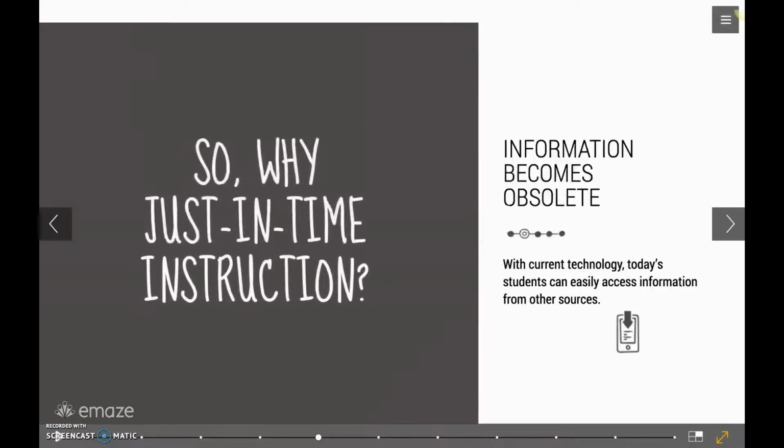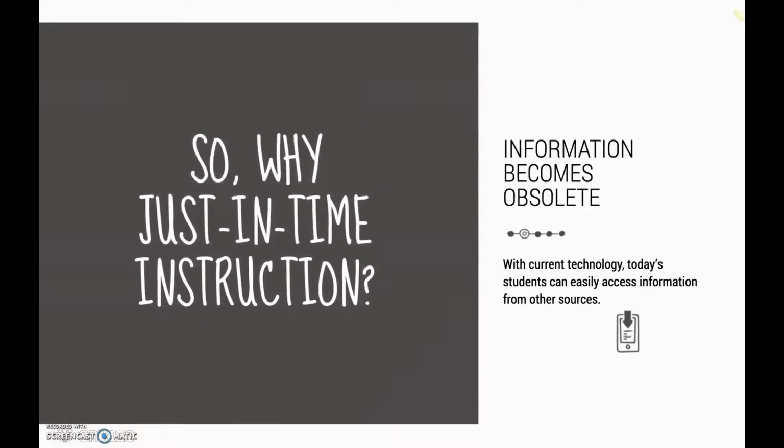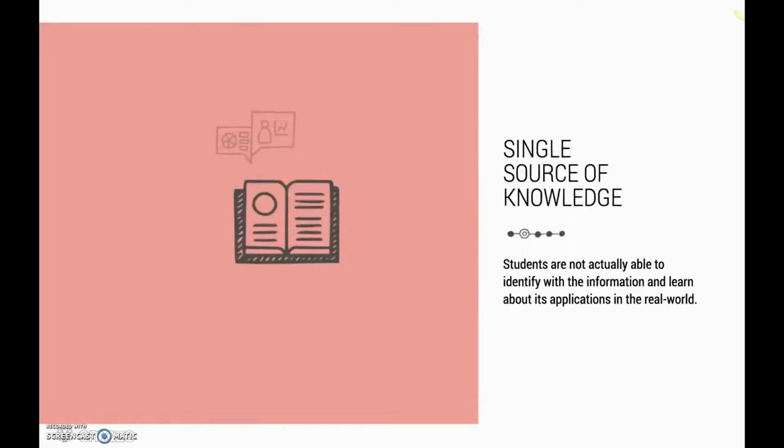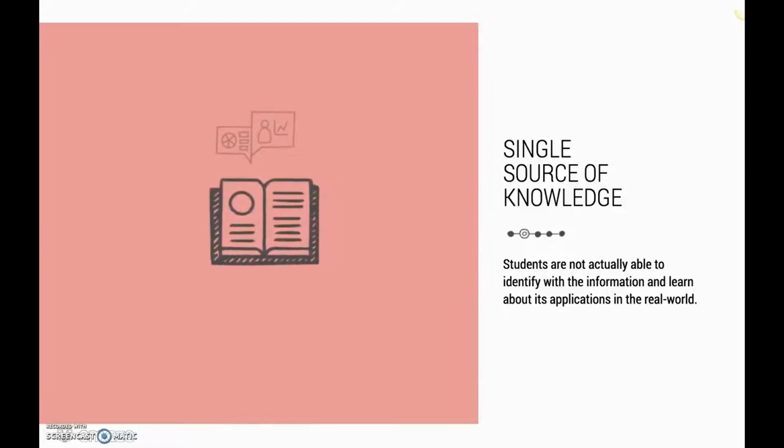So why just-in-time instruction? Information can quickly become obsolete. Why go to class when you can just Google it or watch a YouTube video? With current technology, today's students can easily access information from other sources. Students get their information from a single source of knowledge. It passes from the instructor to the student, oftentimes without them being able to actually identify with the information and be able to learn about its applications in the real world.